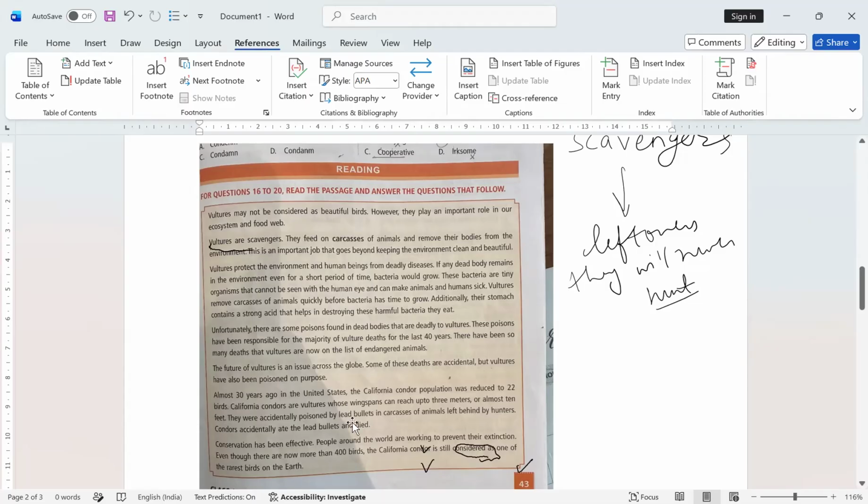The future of vultures is an issue across the globe. Some of the deaths are accidental, but vultures have also been poisoned on purpose. Almost 30 years ago in the United States, the California condor population was reduced to 22 birds. Now, condor means what? As per the text. क्या समझ में आ रहा होगा?